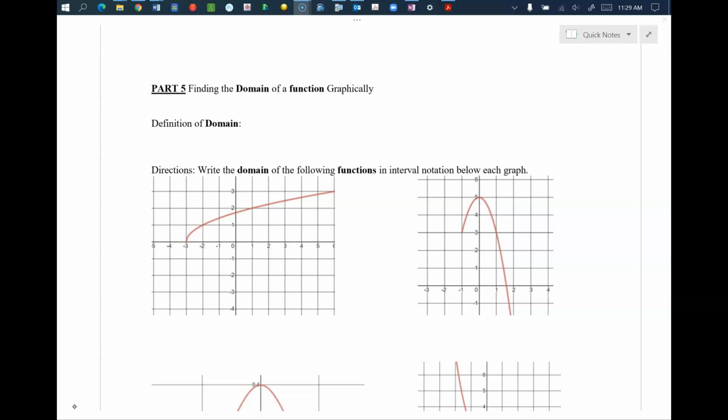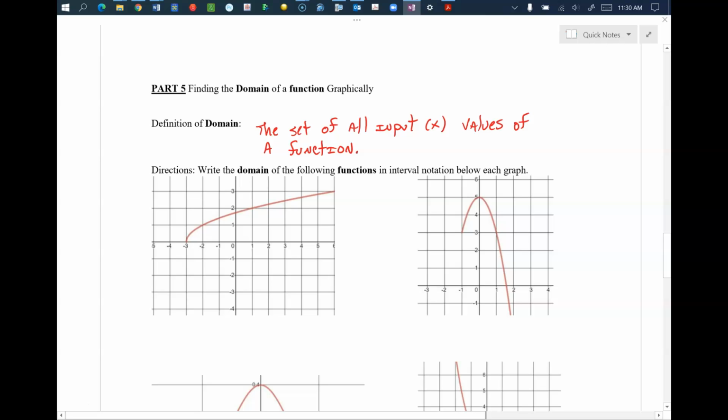So we are going to finish up our video today by talking about the domain of a function. And the domain of a function is the set of all input, typically x values, of a function.